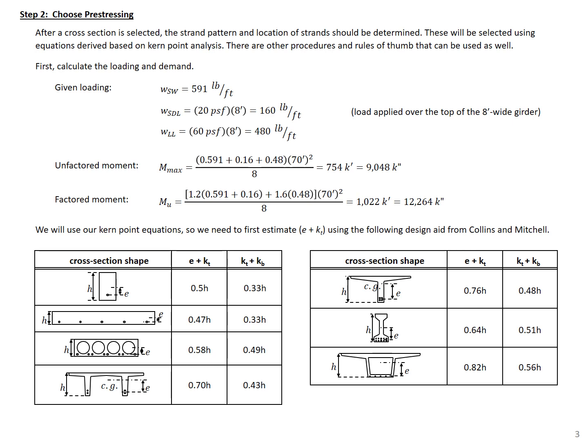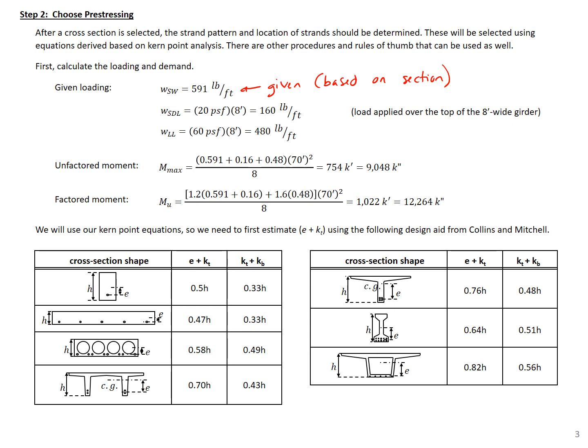For our kern point analysis, we're going to need a couple things first, and the first thing we'll need to do is figure out our loading. So our self-weight is given based on our section. So for our double T section, you can see that it has a specified self-weight of 591 pounds per foot.